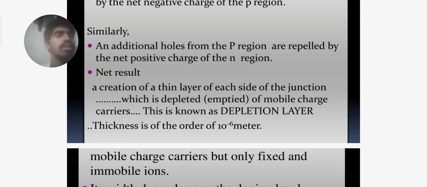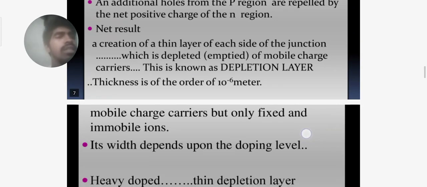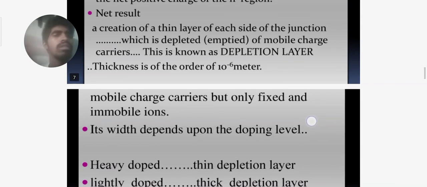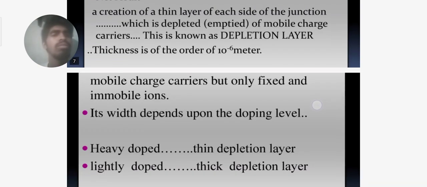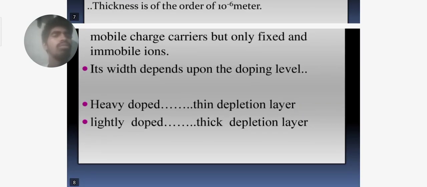So finally, the net result is the creation of a thin layer on each side of the junction which is depleted, emptied of mobile charge carriers. This is known as a depletion layer. Its thickness is of the order of 10 to the power of minus 6 meter. When we are going to solve problems, this value is needed. There are no mobile charge carriers, only fixed and immobile ions. Its width depends upon the doping level. Heavily doped gives a thin depletion layer, lightly doped gives a thick depletion layer.